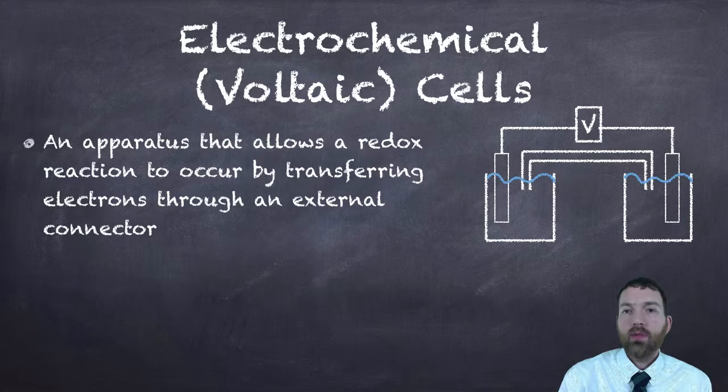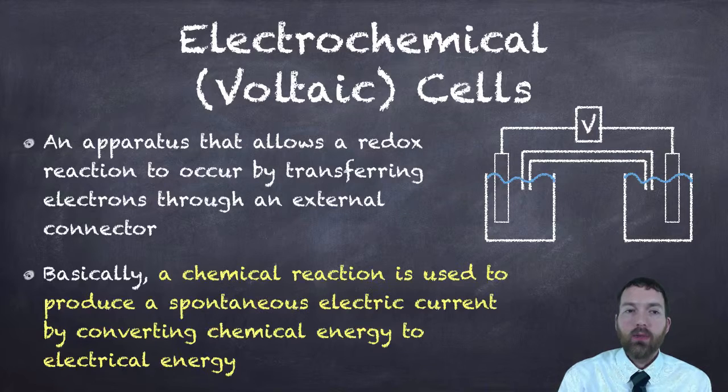So this is what an electrochemical cell is going to look like in your Regents questions. Eventually you need to learn what all these parts are, what their names are, what happens there, and how this overall apparatus works. But like I said, basically it's going to allow a chemical reaction to produce a spontaneous electric current by converting chemical energy to electrical energy, which is essentially what a battery is. So an electrochemical cell is a battery.